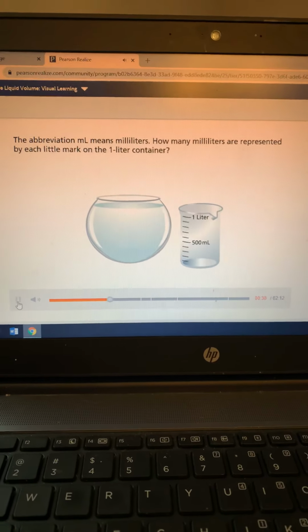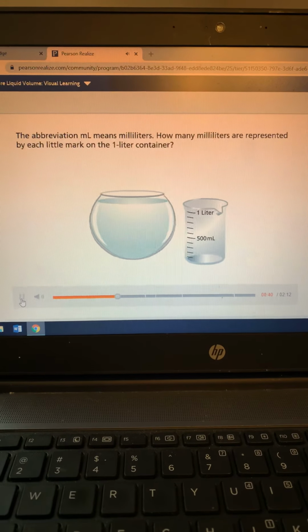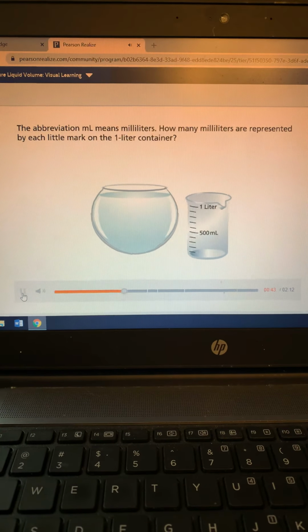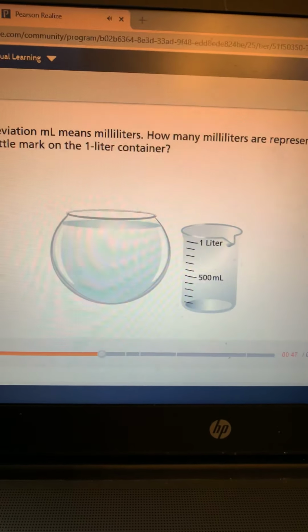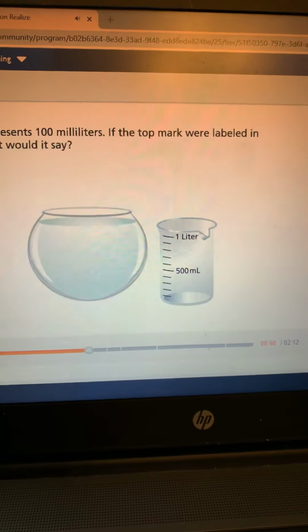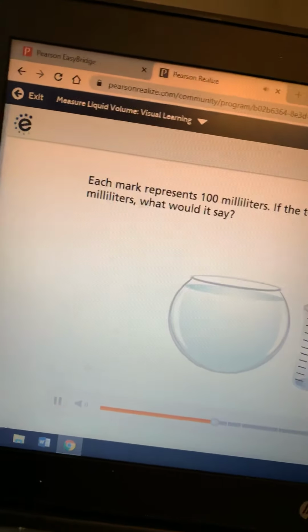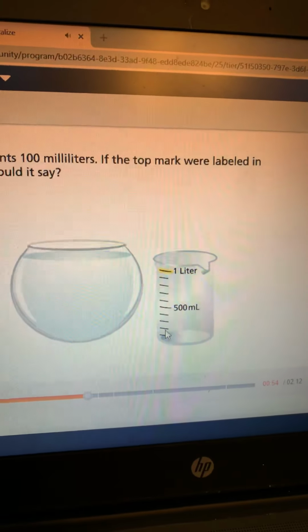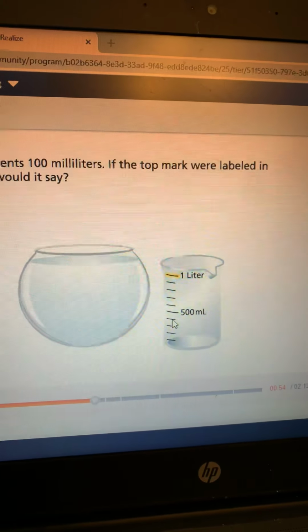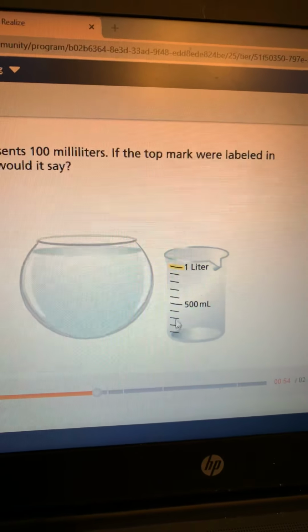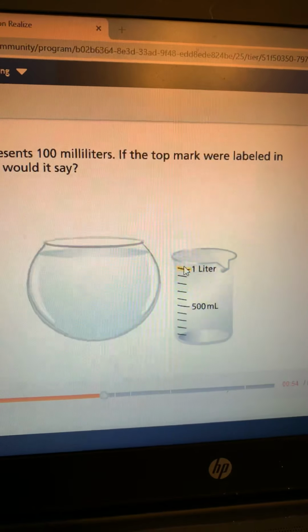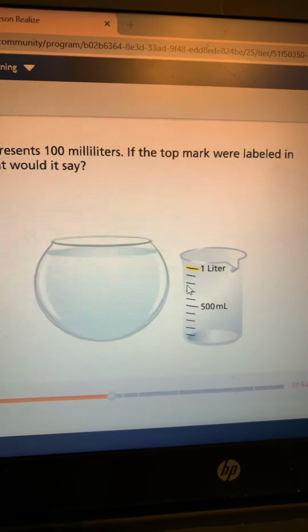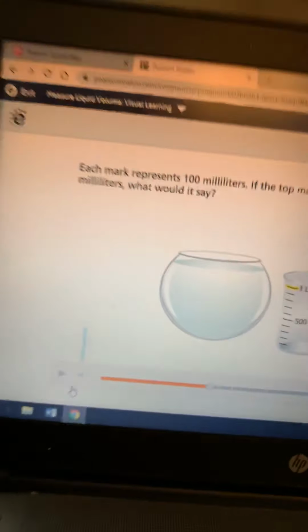The abbreviation ml means milliliters. How many milliliters are represented by each little mark on the 1 liter container? Each mark represents 100 milliliters. This mark right here means 100. That mark means 100. That mark means 100. So there's 5 marks to get to 500, then 600, 700, 800, 900, 1,000. So 1,000 milliliters equals 1 liter.